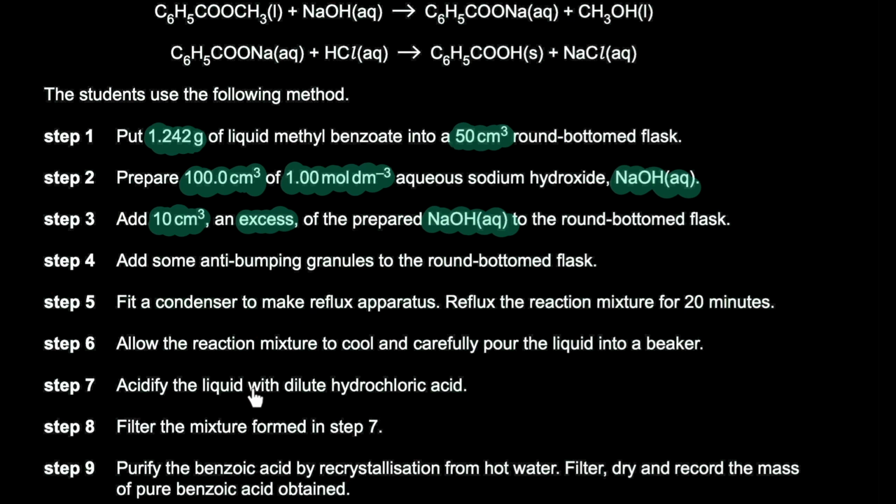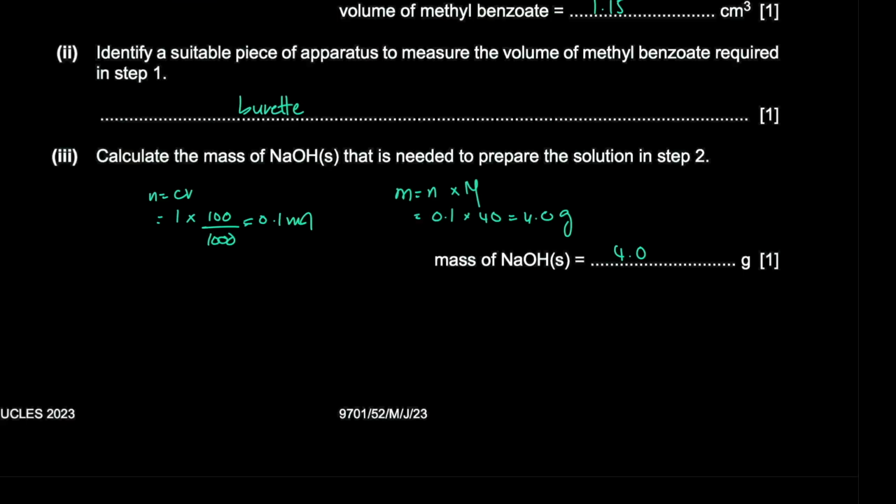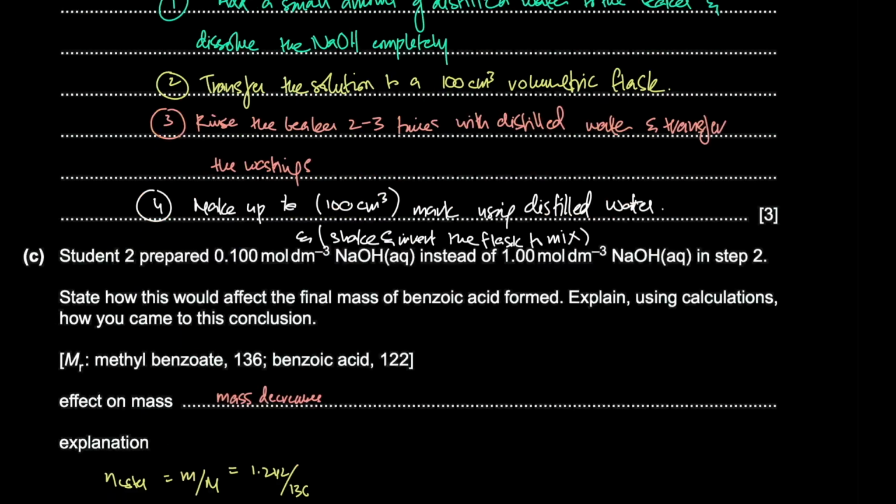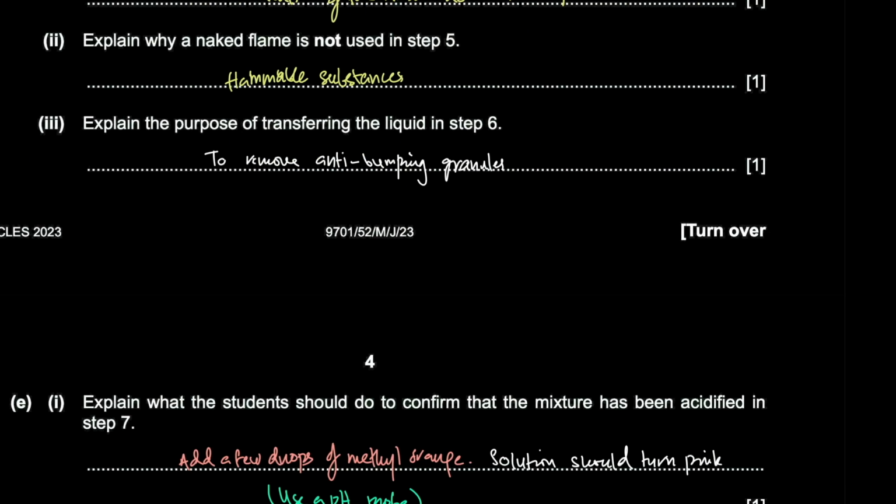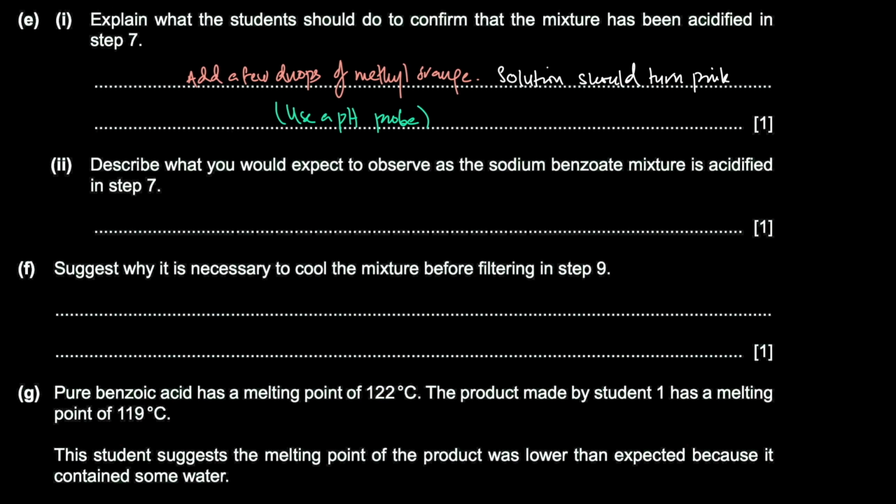So when you acidify the liquid with dilute hydrochloric acid, you're going to see the formation of solid benzoic acid. So the observation here will be that the solid benzoic acid will form, or we can say that a precipitate will form.